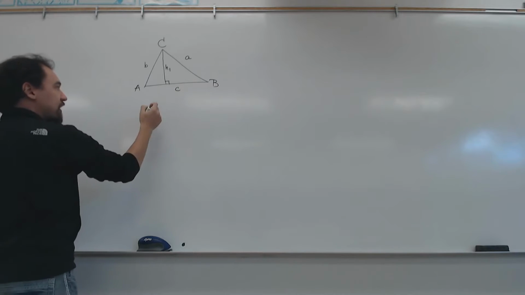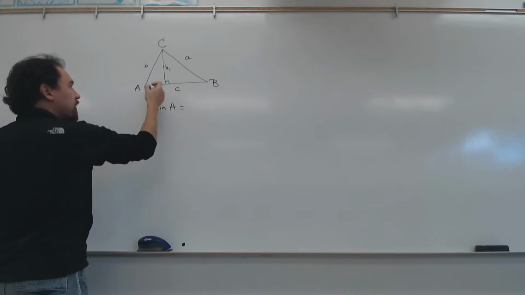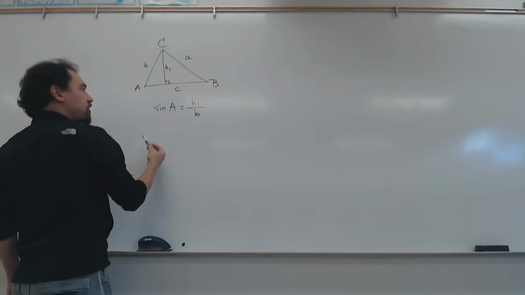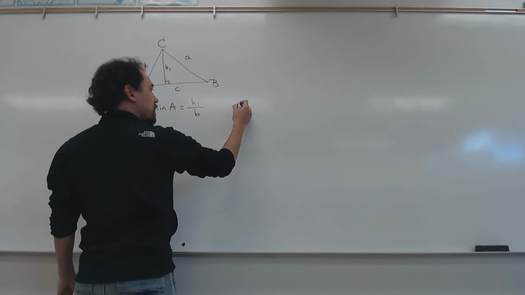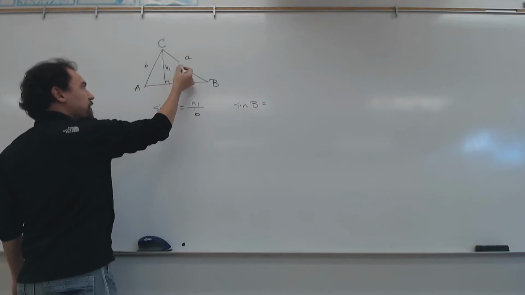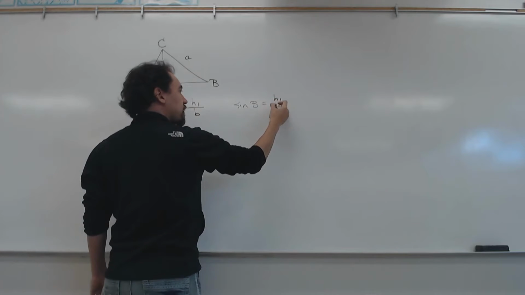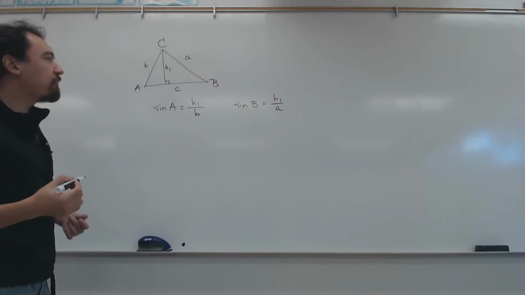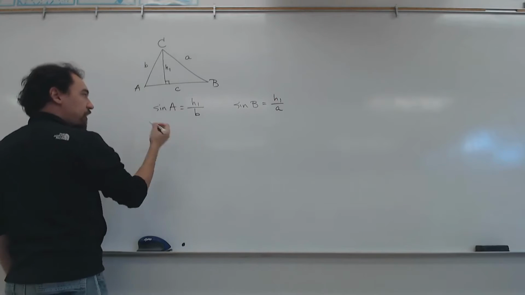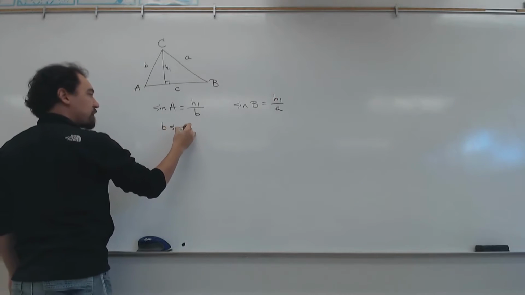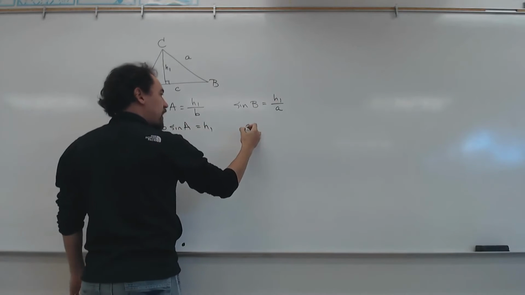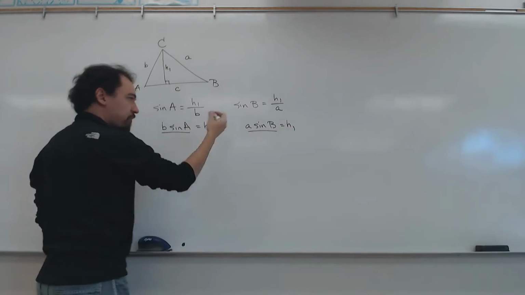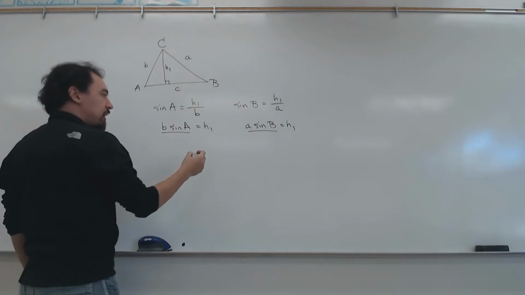So let's start. Let's say the sine of angle A is equal to opposite over hypotenuse. And then on this triangle, I can say the sine of angle B is equal to opposite over hypotenuse from angle B's perspective. I've done this so that I have an h1 variable in common, and then we can solve each of these equations for h1. So we'll have b times sine of angle A is equal to h1, and a times sine of angle B is equal to h1. And since both expressions are equal to h1, we can set them equal to each other.